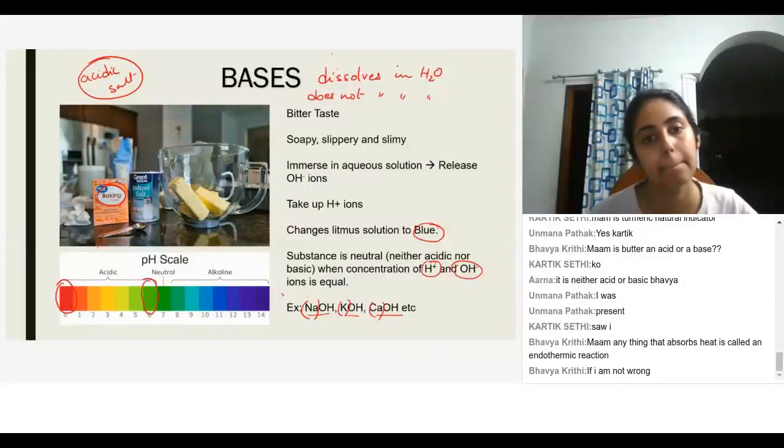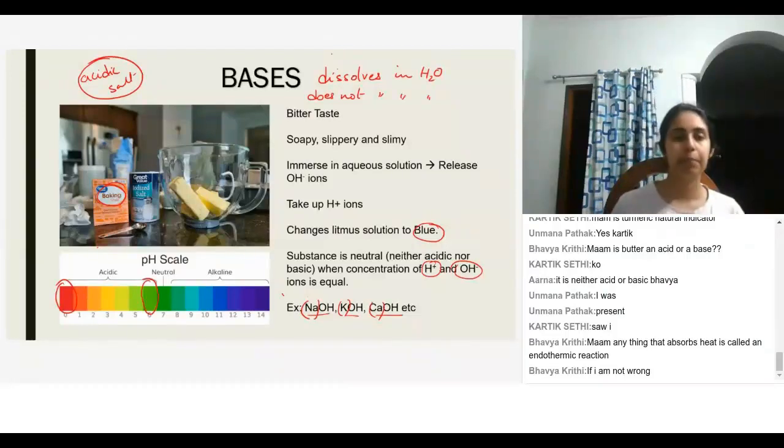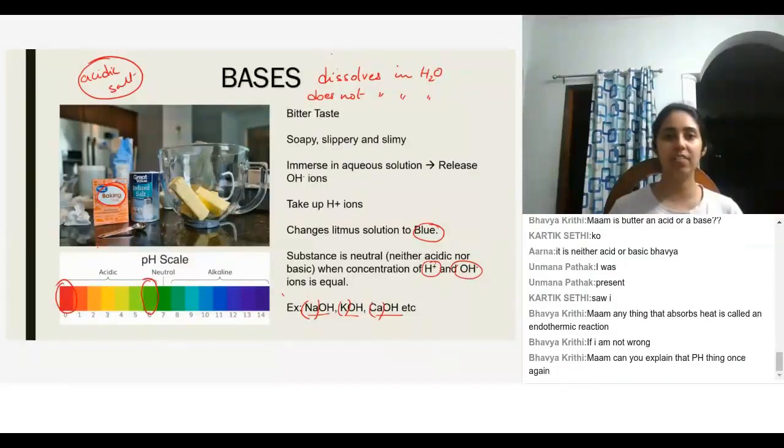Ma'am, I still didn't get it. So we have to do a litmus test? Yeah, there is no other test, ma'am. I mean, you can do other tests like corrosive tests. You can see how corrosive in nature it is and all of that. There are other ways also to tell if something is a strong acid or a strong base.